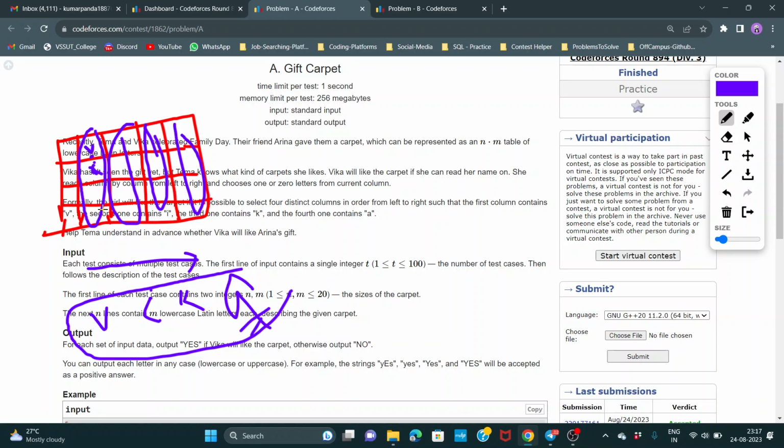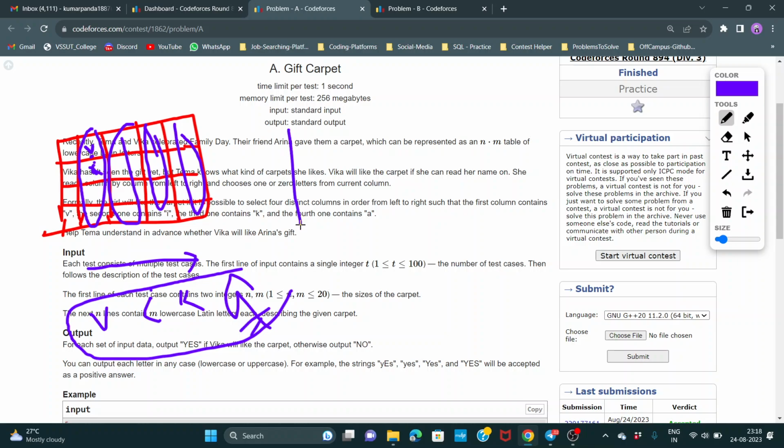You have to say whether any such arrangement exists or not, whether you are able to find the four columns that satisfy this condition. The condition is that in the first column the character v should be there, in the second column the character i, in the third column the character k, and in the fourth column the character a. And you can select any four columns.